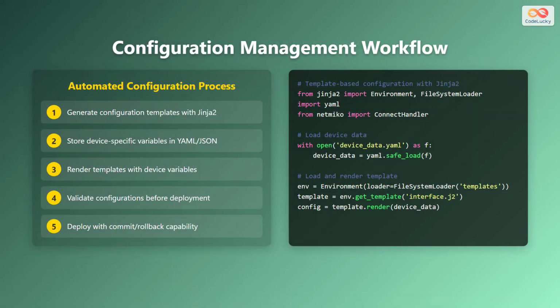Let's discuss the automated configuration process. It begins with generating configuration templates using Jinja2. Then store device-specific variables in YAML or JSON files. Next, render templates with device variables. After that, validate configurations before deployment. Finally, deploy with commit or rollback capability.